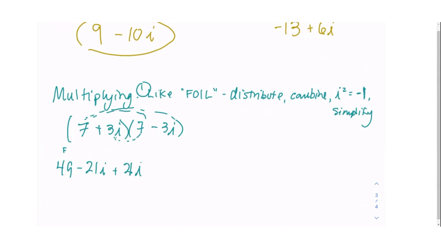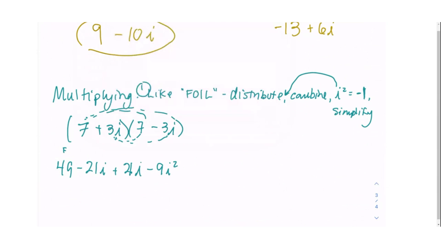And then the last, 3i multiplied by negative 3i would be negative 9i squared. And actually at this step, I don't like to combine yet first. I'm going to squeeze this step in right there. I would rather do it right there. And so let me just show you what I mean.